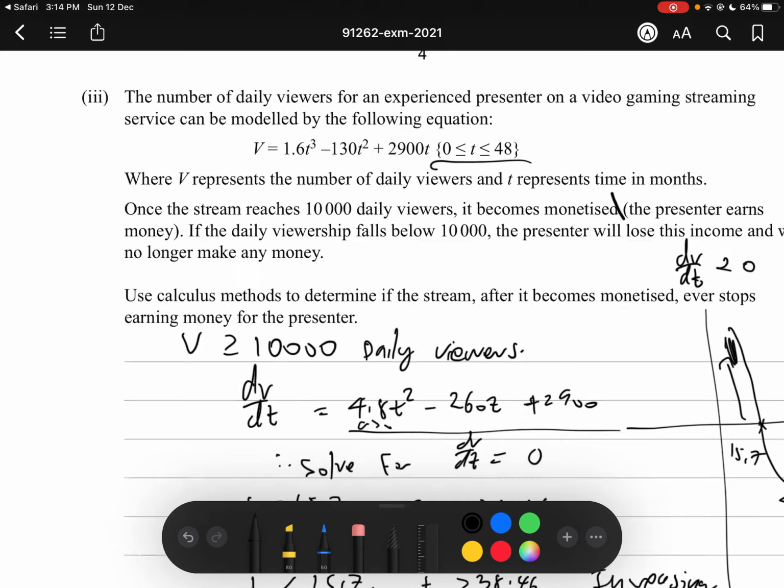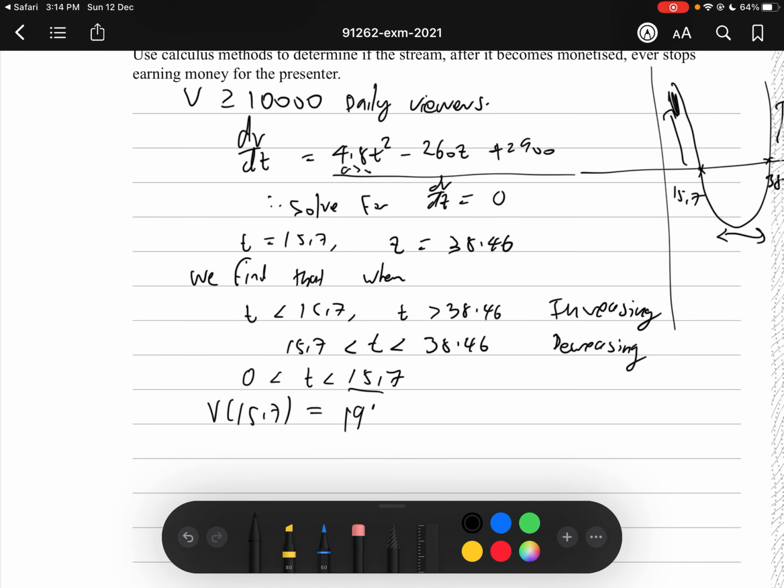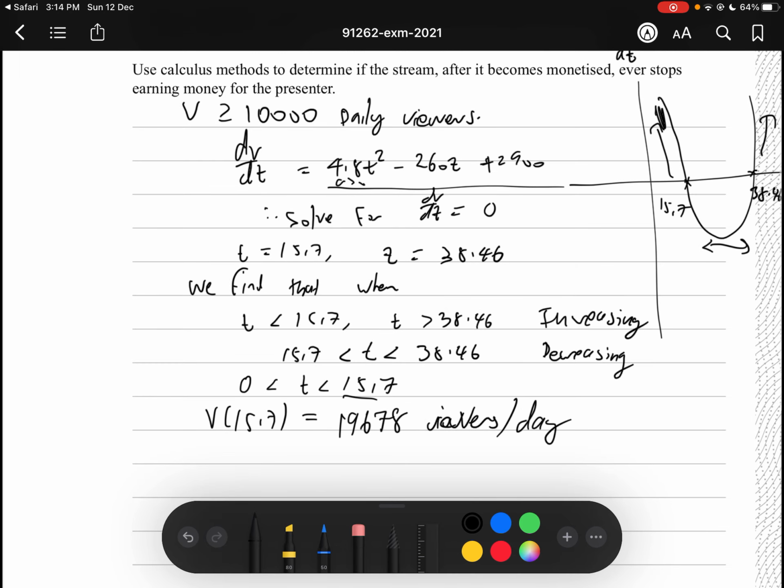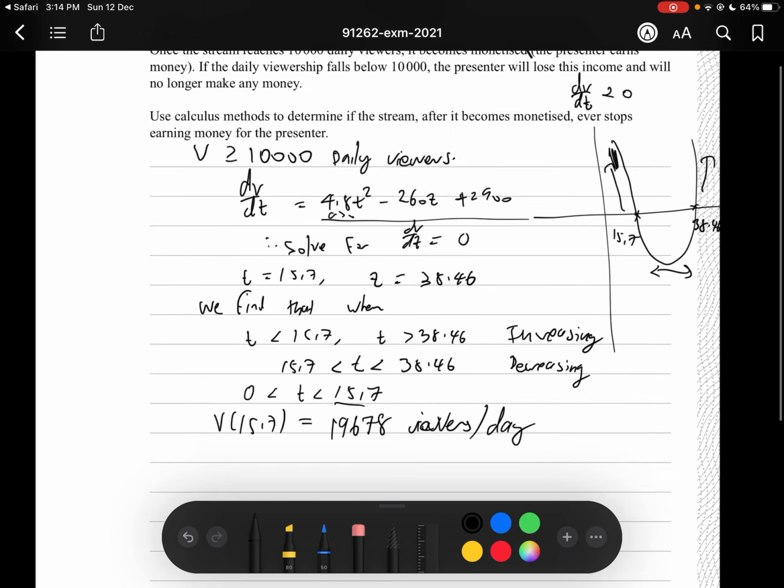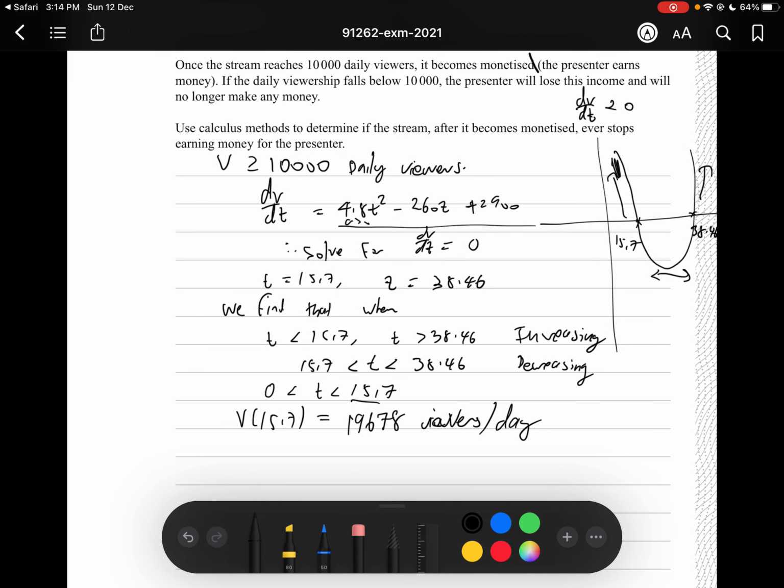Alright, so I am getting 19,678 viewers per day. Obviously this number is much greater than 10,000. So we know that during the initial increasing period, from T between 0 and 15.7 months, it's increasing, right? There is no decrease in the number of viewers per day, and it increases to the point of 19,678 viewers per day. So during this period, this presenter will have the monetization on their videos.